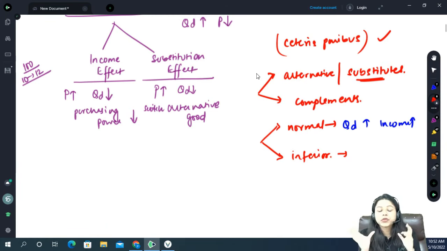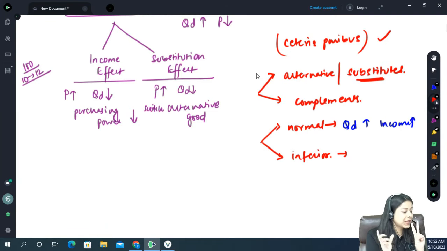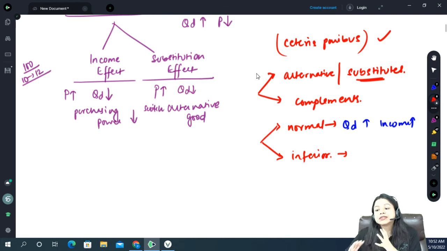Now there is a difference between income and price. Please do not confuse yourselves. Income is my total income which I am earning. Price is the price of a particular good, right? So if my income increases, my quantity demanded for an inferior good will reduce. Why will it reduce? Because it's considered to be inferior.